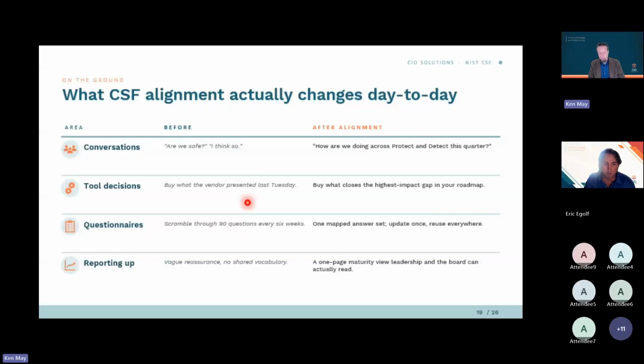Instead of, when we're presented with new tools from our vendors, just accepting it because it seems like it makes sense and it's what they sold us, we're actually making choices based off of what is going to close the highest impact gap on the roadmap and how it fits in with the other pieces.